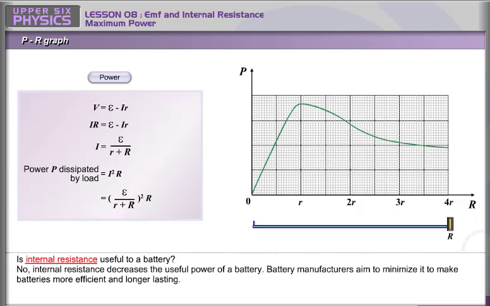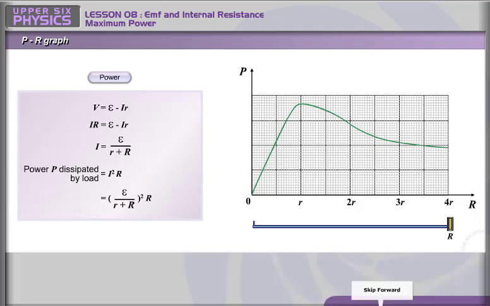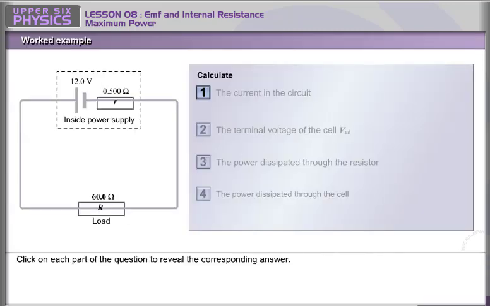Is internal resistance useful to a battery? No. Internal resistance decreases the useful power of a battery. Battery manufacturers aim to minimize it to make batteries more efficient and longer lasting. Click on each part of the question to reveal the corresponding answer.